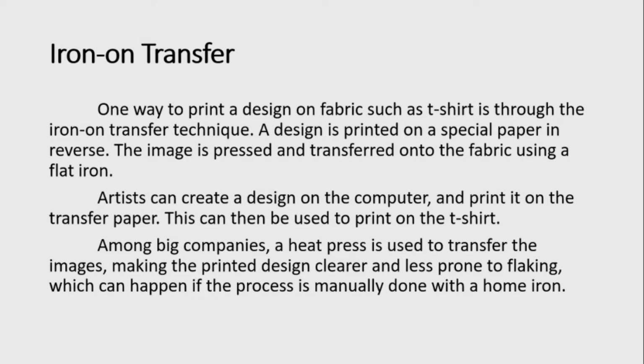A design is printed on a special paper in reverse. The image is pressed and transferred onto the fabric using a flat iron. Artists can create a design on the computer and print it on the transfer paper. This can then be used to print on the t-shirt. Among big companies, a heat press is used to transfer the images, making the printed design clearer and less prone to flaking, which can happen if the process is manually done with a home iron.